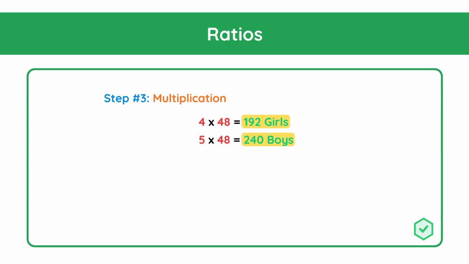The lesson here is, in any ratio question, always start by working out the total quantity first. Once you have the total, the rest is just the same 3 steps.